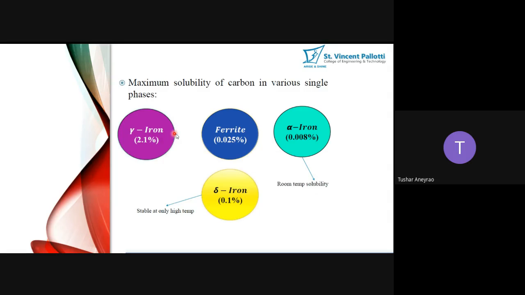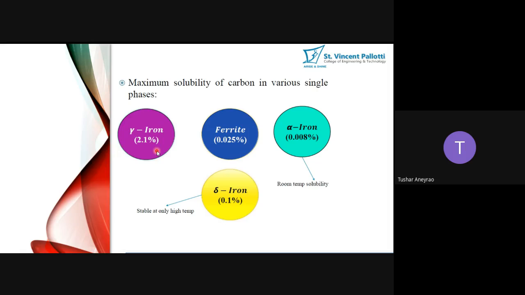This is the gamma iron. Gamma iron is called austenite, and it is having 2.1% of carbon. So 2.1% of carbon means the gamma iron cannot be obtained if the carbon percentage changes from 2.1% to any other percentage. So that's why gamma iron is only stable at the said temperature ranges. Gamma iron is nothing but austenite, and it should have 2.1% of the carbon.